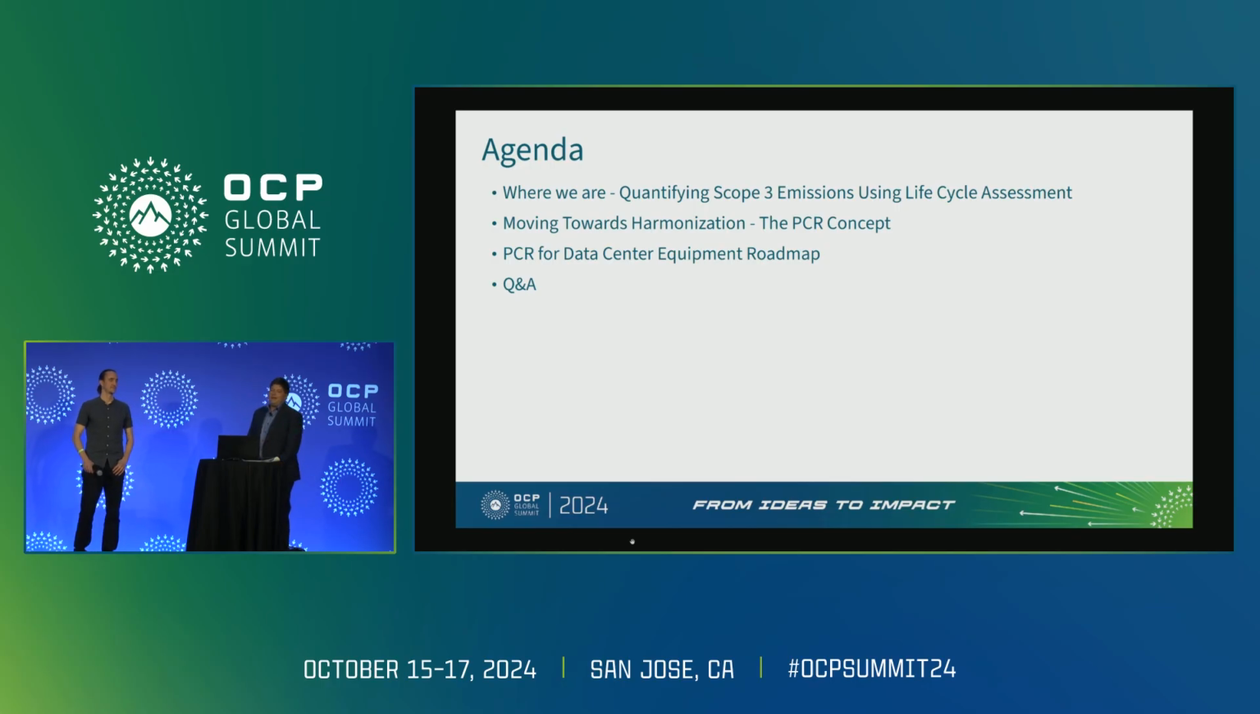So quickly, the agenda. First, I will talk about where we are at Google in quantifying Scope 3 emissions using life cycle assessment, what's motivating us towards harmonizing on the rules and the standards we are applying to conduct life cycle assessments, and then Chris will walk us in more detail through the data center equipment PCR roadmap and what the immediate next steps are, and we'll close with the call for action.